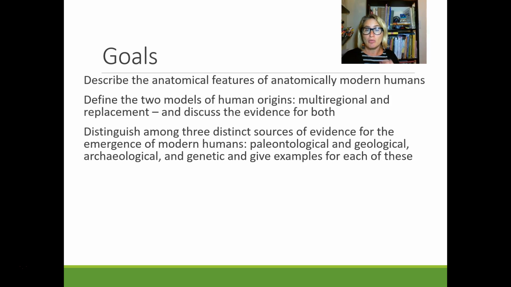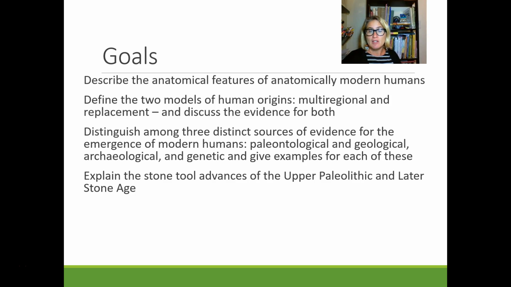We'll be talking about three particular sources of evidence. We're going to be looking at paleontological and geological evidence. So paleontological, old bone, and geological and stone information. Secondly, archaeological information, that's the cultural remains. And third, we'll be looking at genetics, and I'll give examples of each type of those pieces of evidence.